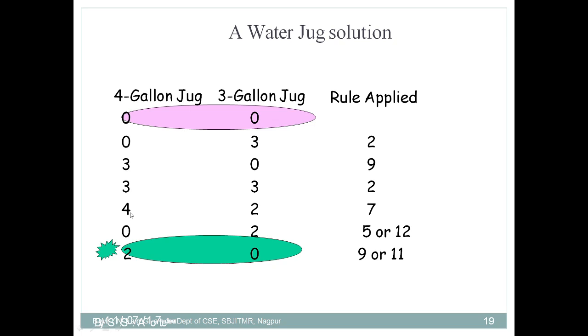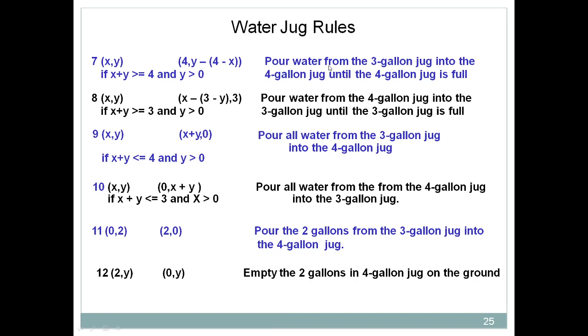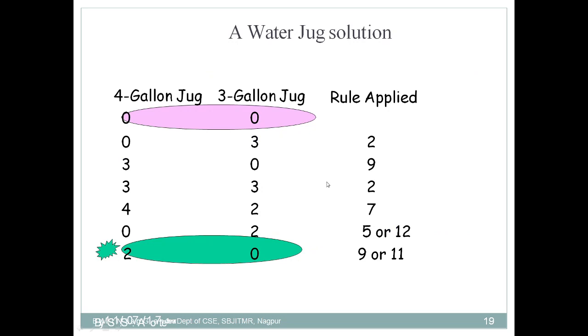4 2. So 1 gallon of water is transferred from 3 gallon jug to 4 gallon jug, that's why you got this situation 4 2. And which rule did you apply? Rule number 7. Pour the water from 3 gallon jug to 4 gallon jug until 4 gallon jug is full. So this is how you got the solution 4 2. Then next, our final state is we want 2 gallons of water in 4 gallon jug.